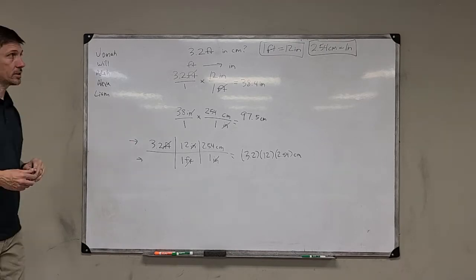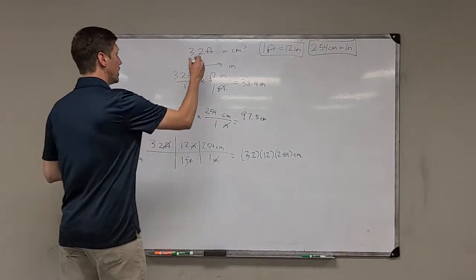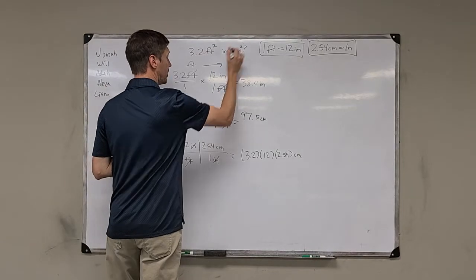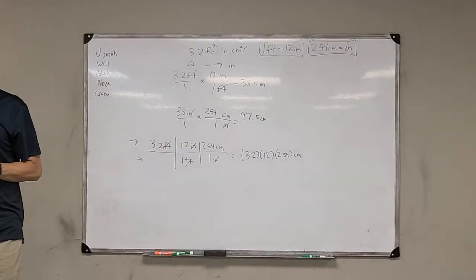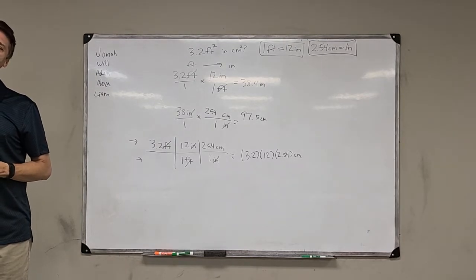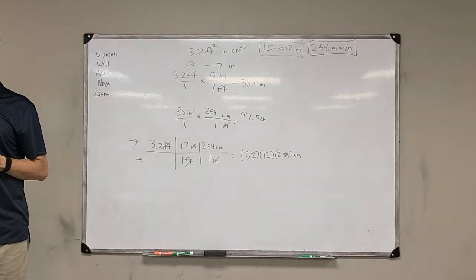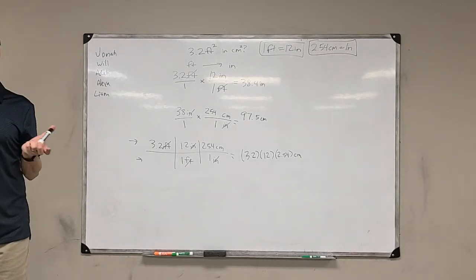Now they complicate things a little bit more, and they say, well, what if we don't have the basic units? What if we don't have just feet? What if we want to go from feet squared to centimeters squared? Would it not just be the same thing? It wouldn't. So why wouldn't it be the same thing? What do we have to do differently?